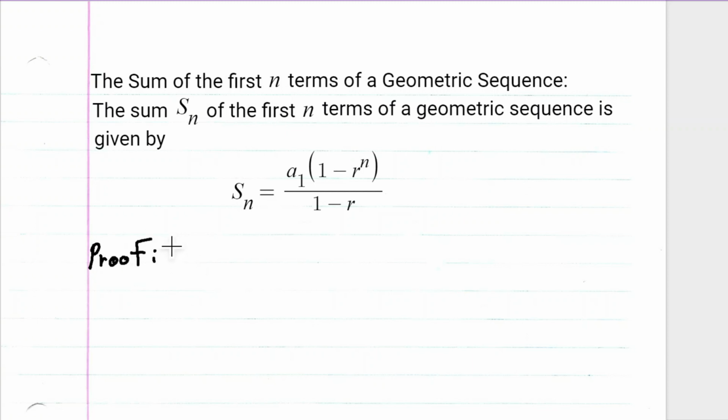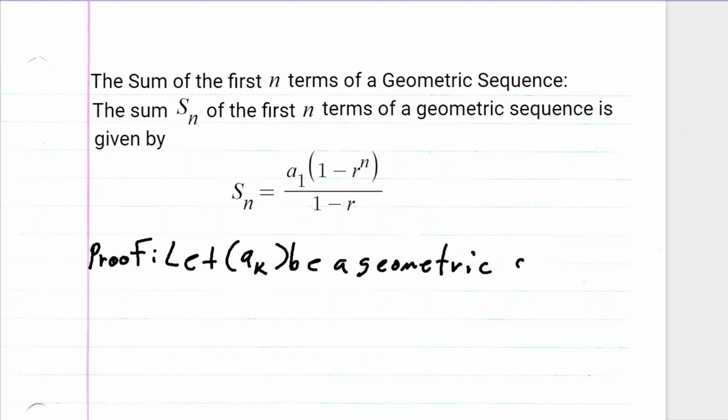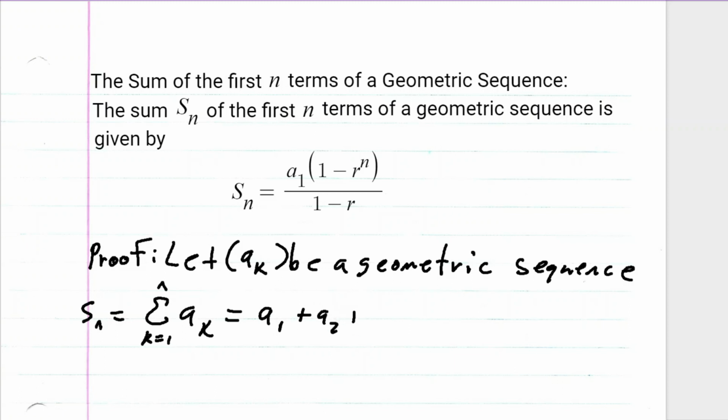Okay, so the first thing we're going to do is let a sub k be a geometric sequence. Now we're going to look at the sum S of n. We know that this is just the sum from 1 to n of a sub k. So we can, of course, rewrite that as a sub 1 plus a sub 2 plus a sub 3 plus dot dot dot plus a sub n minus 1 plus a sub n.